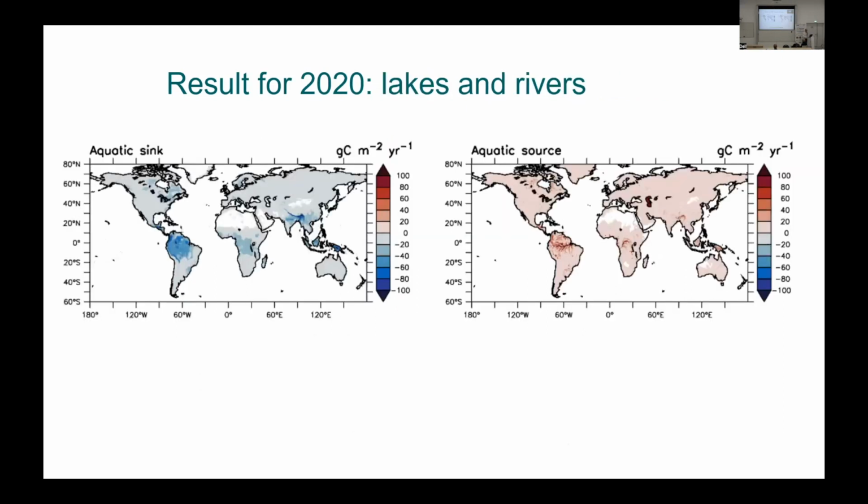Lakes and rivers. On the left, the major basins of the world where the NPP comes from, where the carbon comes from, and then the emissions from the lakes and the rivers on the right. You can spot the main rivers of the world. And if you zoom, you will see less main rivers of the world as well. So this is what we have. This is an example for 2020, but we have the same for all the years.